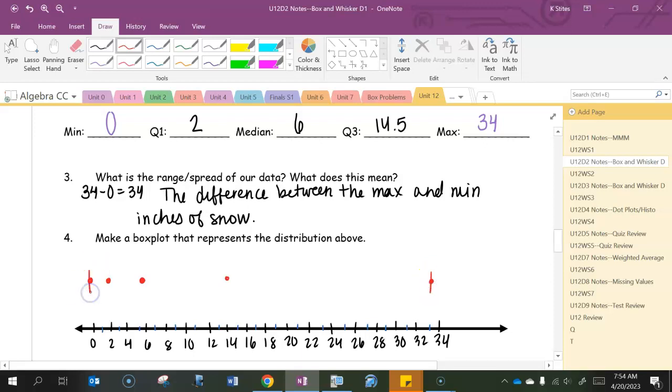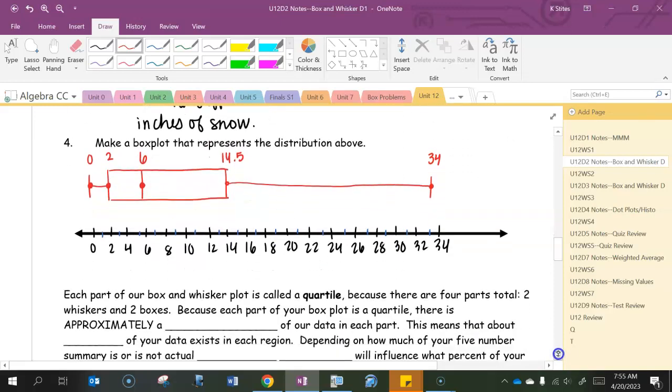Okay, so again, min and max, those are your whiskers. I like to draw those first because it really doesn't matter. And then the Q1, the Q3, and the median create the box. And then again, please make sure you label. It just helps to make sure we know what those data points are.